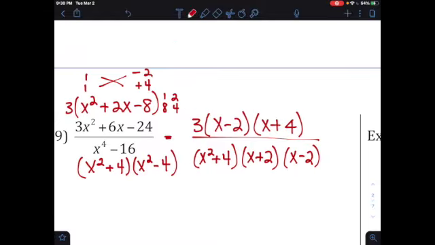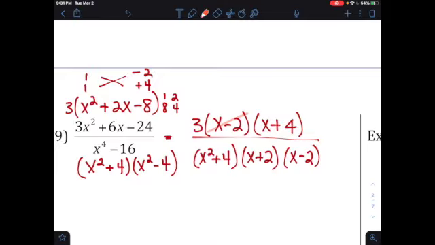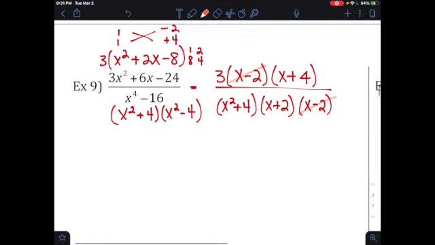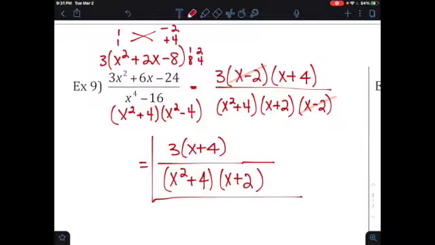After I factor, I have the ones that I wrote, top and bottom. Then I'm going to take the time and cancel them. And to cancel them, I should have x minus 2 cancel out with x minus 2. And that is it. And your answer, just write down whatever you have left. That's going to be 3 times x plus 4 over x squared plus 4 times x plus 2. And that will be your answer for example number 9.